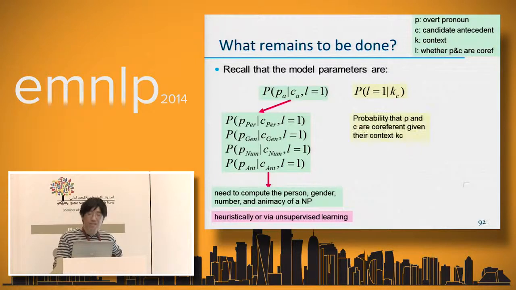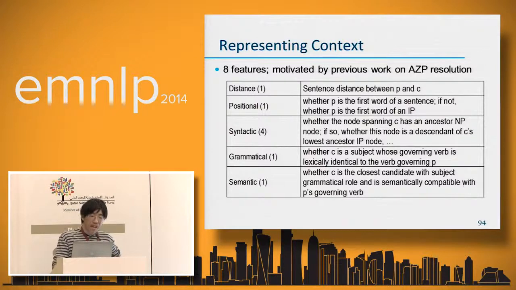For this group of parameters, which is the probability that P and C are coreferent given the context KC, if you want to compute this probability, we need to specify context. So the question is, how can we represent the context? We use 8 different features to represent context. They are all motivated by previous work on Chinese anaphoric zero pronoun resolution. We have one distance feature, one positional feature, 4 syntactic features that are computed based on syntactic parse trees, 1 grammatical feature, and 1 semantic feature, but I'm not going to go into the details of these features here.